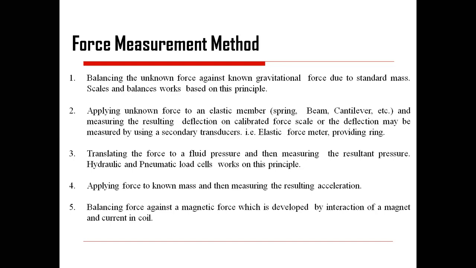Applying an unknown force to an elastic member. The elastic member means a spring or a beam, cantilever beam, or a load cell. On that one, you apply an unknown force and try to measure the output of that particular thing. That results in a calibrated force scale, it will directly reflect in terms of output how much unknown force you have applied. In that proportion, you are going to get the resultant output.